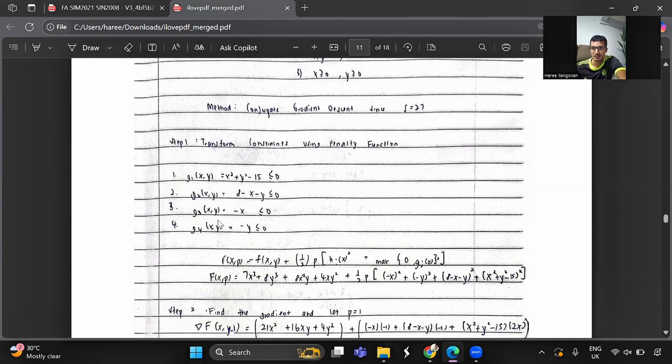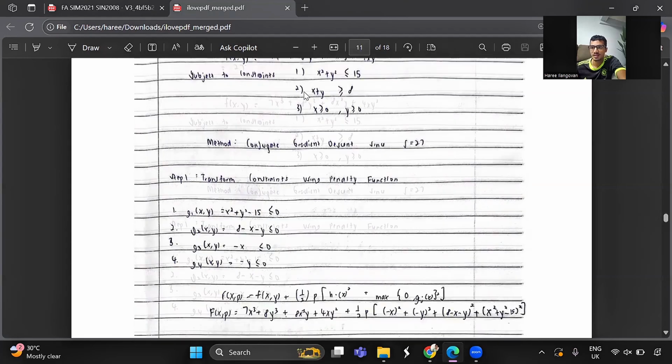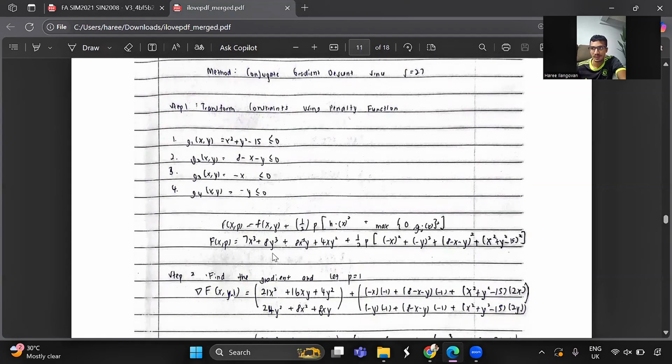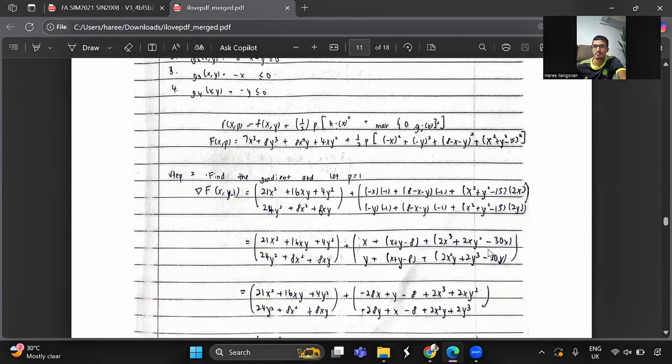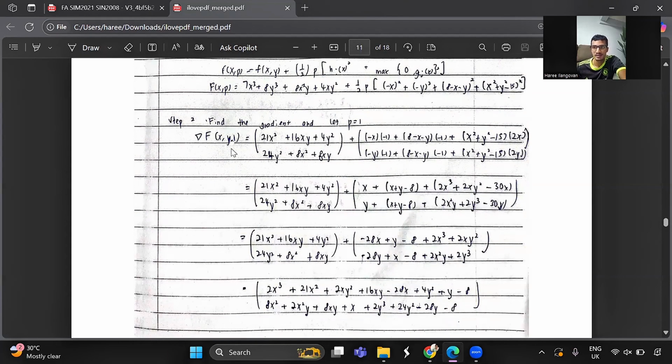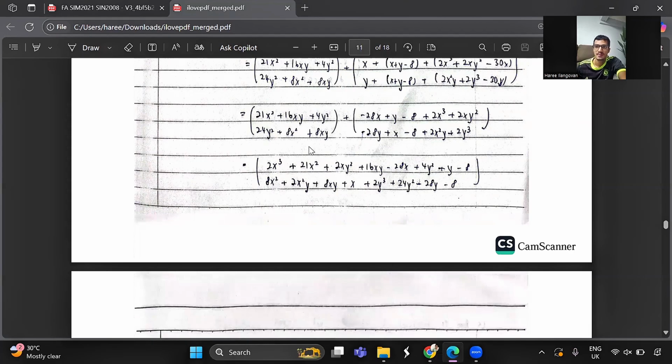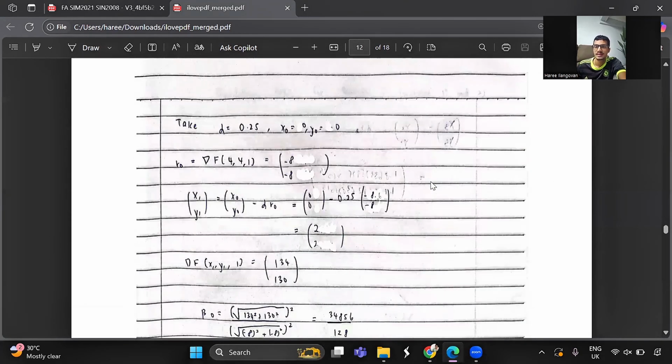And after substituting the constraints and the objective function, I got this final function over here. And therefore, this marks the unconstrained function. So the first step is to find the gradient. So I found the gradient, and then I substituted the value of p equals 1, and I got this long formula. After simplifying it, I went to here. And then I take the alpha to be 0.25 and the x and y values initially to be 0 and 0. And therefore, I computed my gradient, and I got -8 and -8.